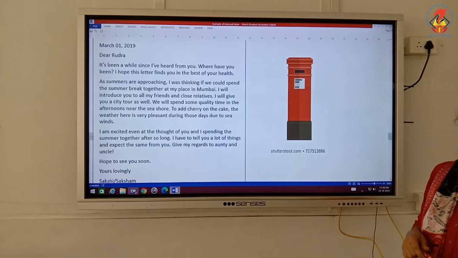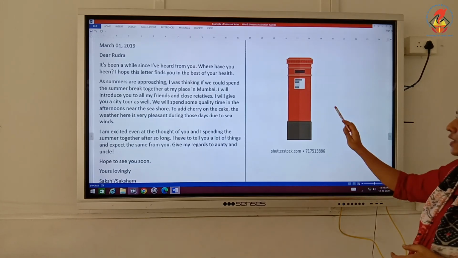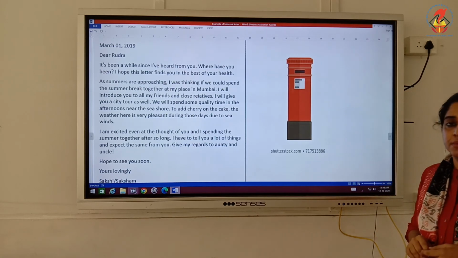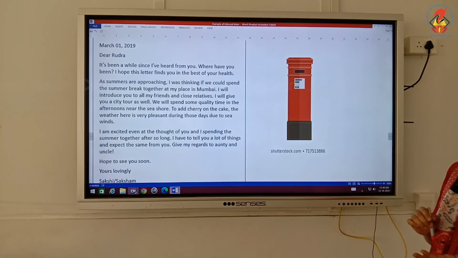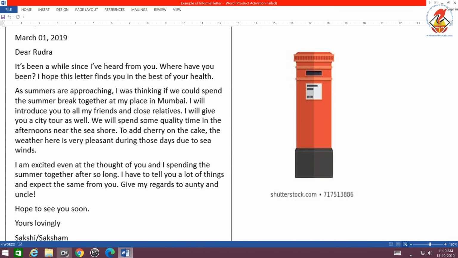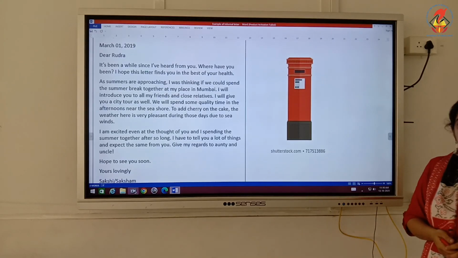So after writing a letter, where do you put the letter? In a box, is it? In a letter box. So you write on the envelope the address of the person to whom you are sending the letter. You will fold that and put it in this box. Okay. So I hope the topic is clear.